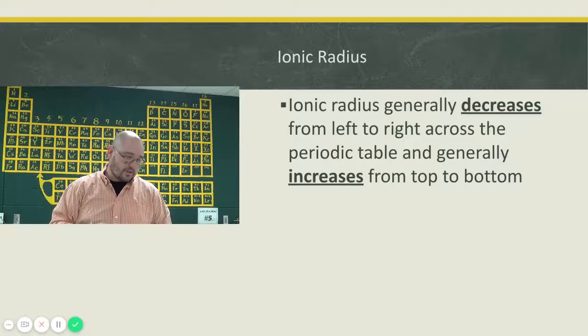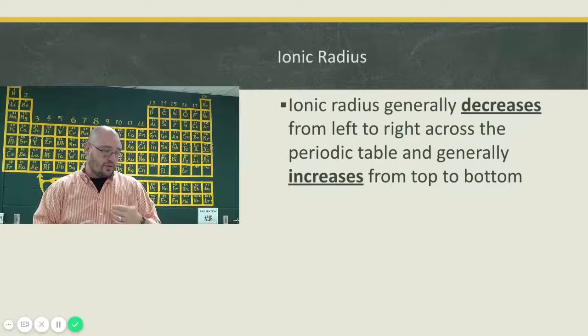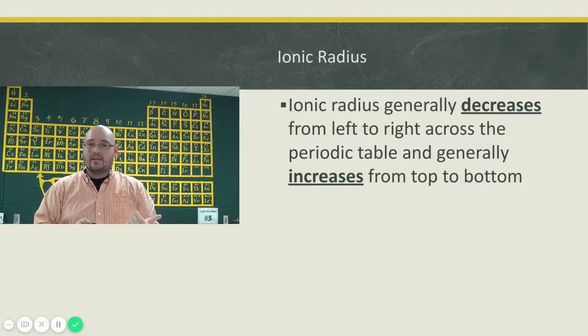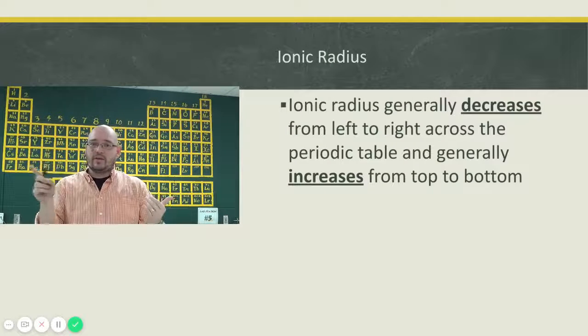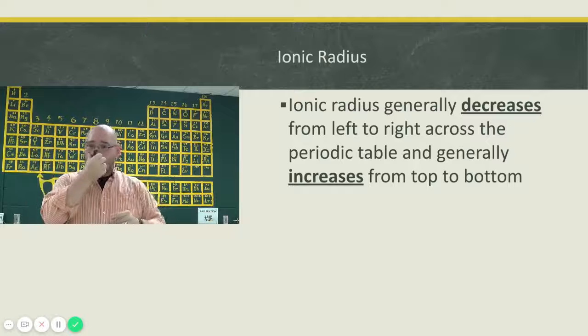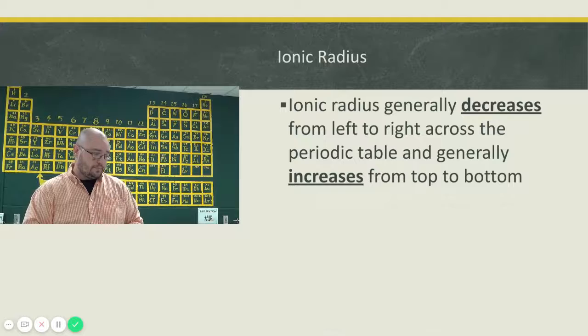So ionic radius is generally going to decrease from left to right across the periodic table, and it's generally going to increase from top to bottom. All right, because as you go down, same as the atomic radius, you're adding a layer. Even though you've got an ion, you're still adding a layer to the electron cloud as you move down the row. So you'll notice that the trend for atomic radius and the trend for ionic radius is actually the same. It decreases as you go left to right, and it increases as you go top to bottom.